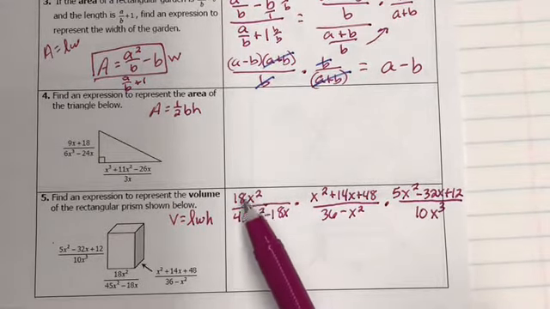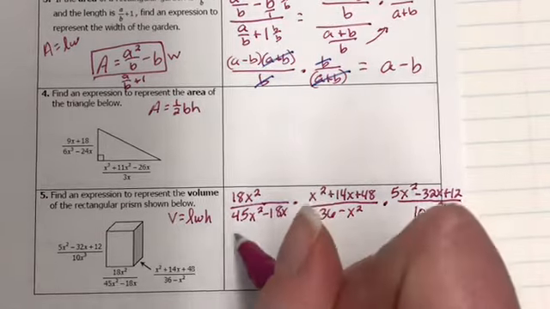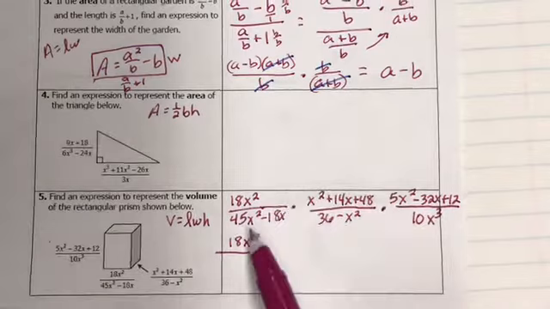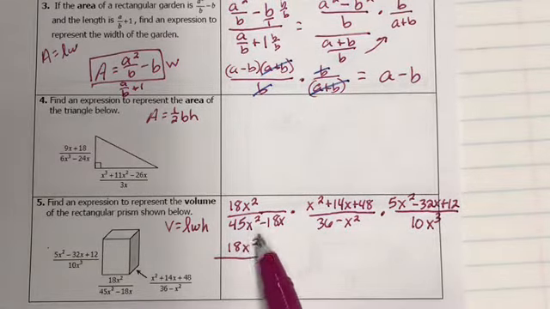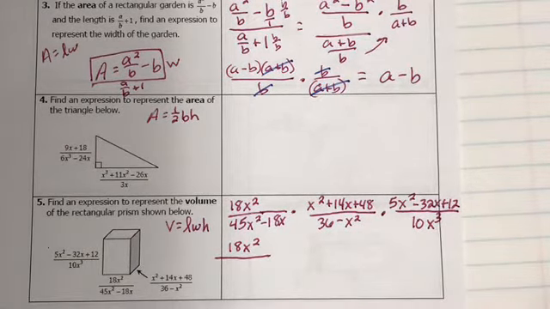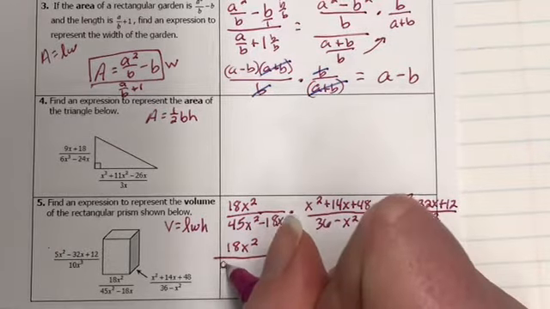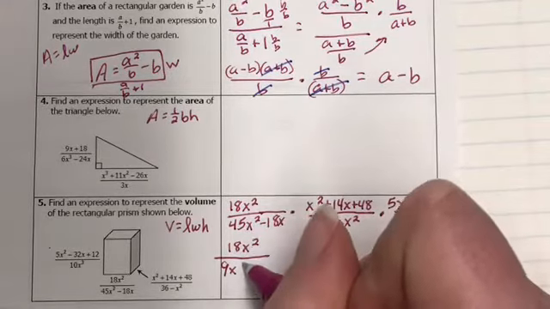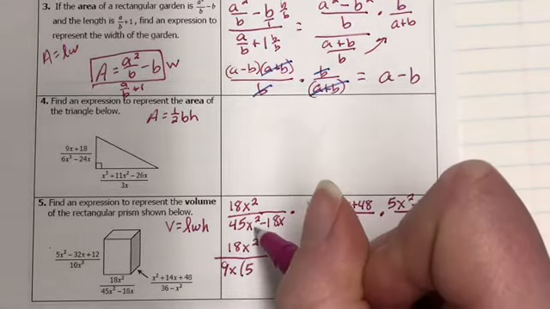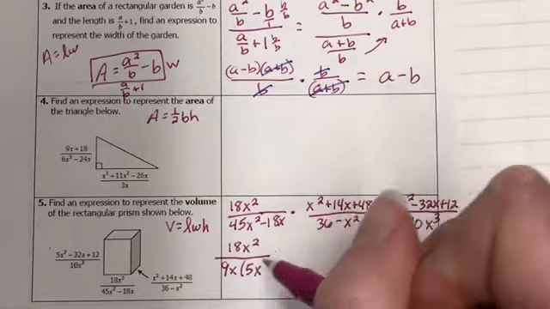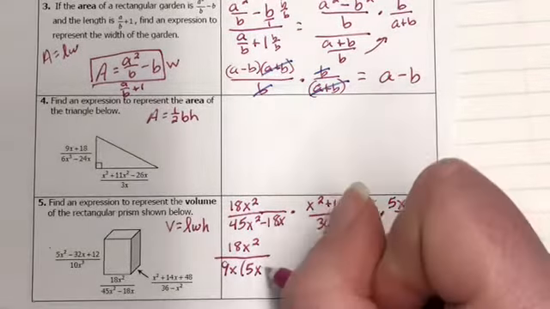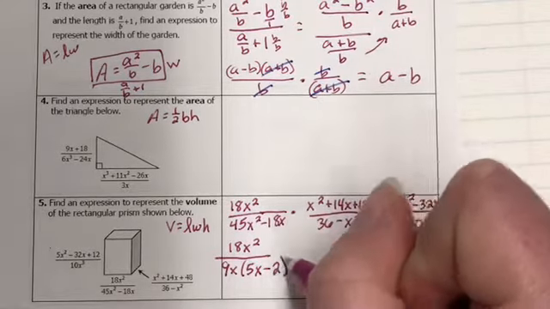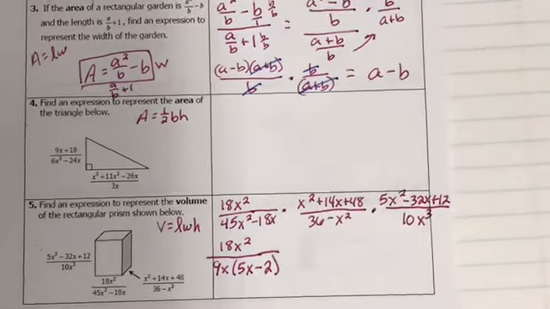So in this first problem, I can't factor anything in the numerator, so that will just stay 18x squared. But in this denominator, 45x squared minus 18x both have a 9x in common. So I will factor out a 9x. And 45 divided by 9 gives me 5. X squared divided by x is x. Minus, and then 18 divided by 9 is 2. And x divided by x, there would be no x's left.